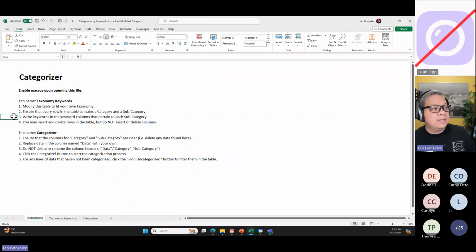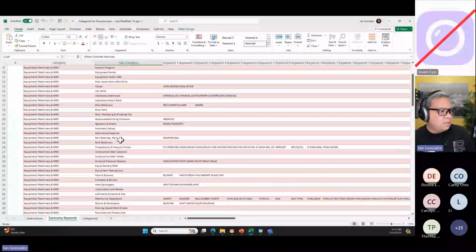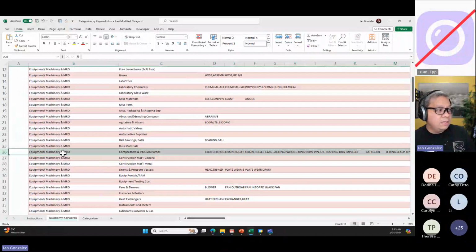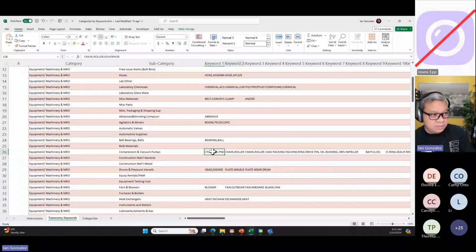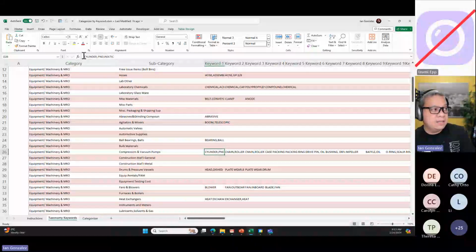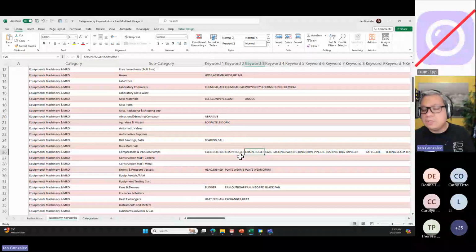Write keywords in the keyword column that pertain to each category. Okay. So for example, this row over here, let me zoom in. It says equipment, machinery, and MRO, and then the category compressor and vacuum pumps. Write down keywords here, and don't take the word keywords literally. It can actually be a phrase, like in this case, cylinder, comma, pneumatic. That's fine. Okay. This one is chain roller governor, chain roller camshaft, or you put single words.